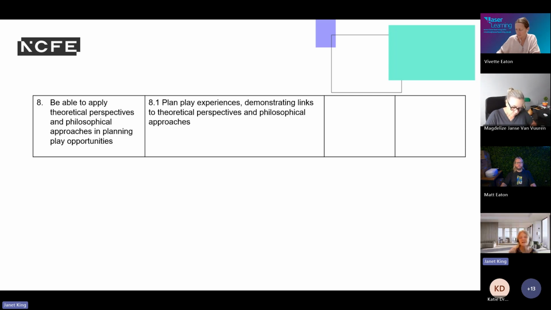What's going on in your indoor environment? What sort of environment are you creating? So I find that really interesting. And then we are applying theoretical perspectives and philosophical approaches, and those are things that you could bring in with 6.2 and 6.1, where you're thinking about those. When you plan, lead, and evaluate the activities, there are opportunities to bring 8.1 into that, because for one of your activities at least, you are going to have to think about how they are associated with theory and how they can be backed up with those perspectives and philosophical approaches.